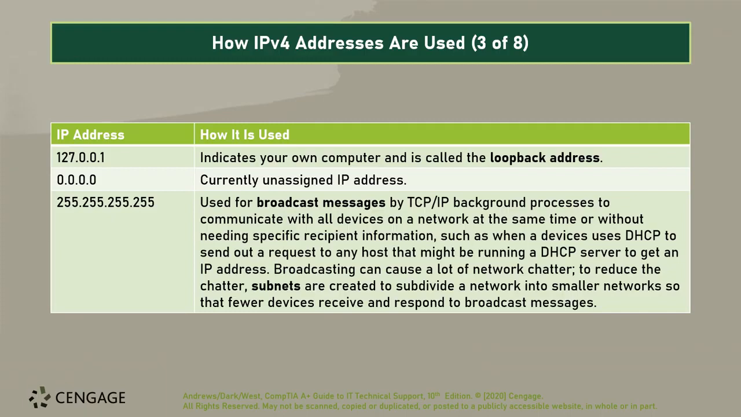Now, because broadcasting causes a lot of network chatter or noise, we create what are called subnets. This is where we take a network and divide it into smaller logical pieces so that fewer devices have to receive and respond to broadcast messages. Imagine that you have 1,000 devices on the same network and you send a broadcast message to them. So that's 1,000 devices that will have to essentially receive and respond to this message. What if we divided that in half? So we had 500 on 2 subnets. We still have the same devices and they still have the ability to access the network, but now when we broadcast, only half the traffic is being affected.